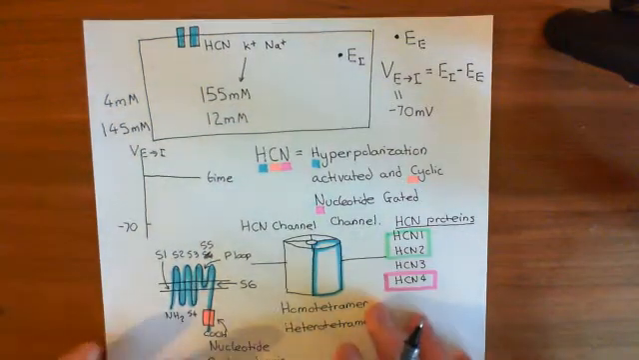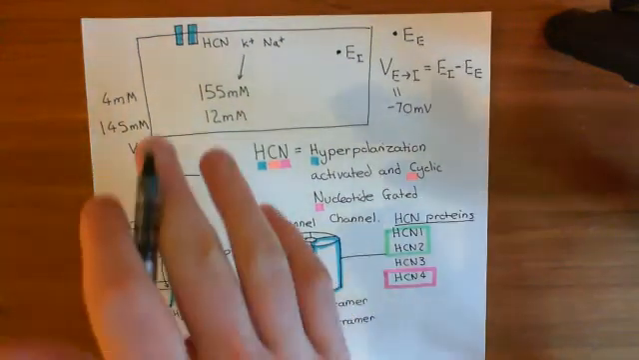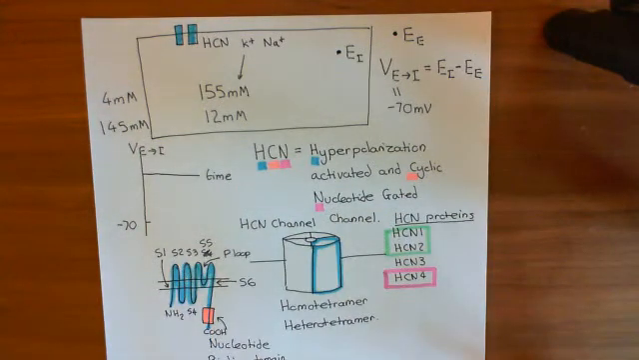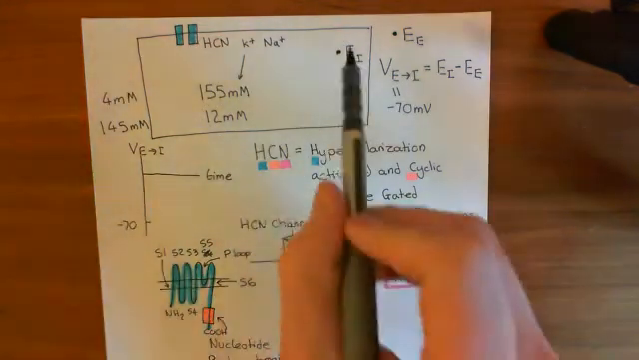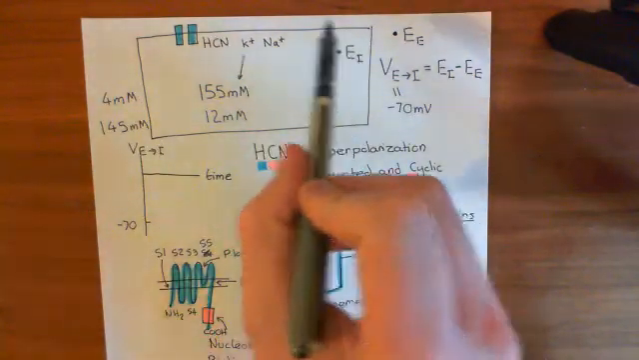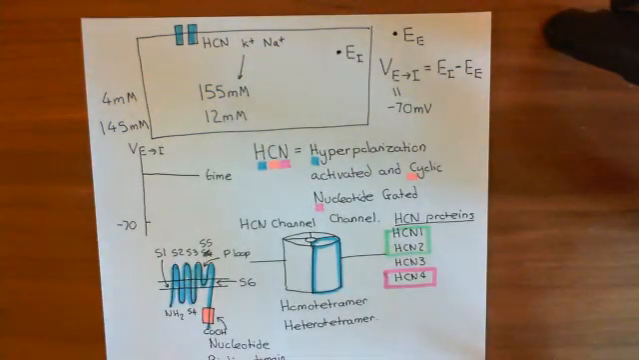Now, I'll give you some time to think what's going to happen when we open a channel that is permeable to both sodium and potassium, and think we are at negative 70 millivolts, which means that the electrical potential of the intracellular compartment is lower than the electrical potential of the extracellular compartment by 70 whole millivolts. Okay, so you try and figure out what's happening, and I'll see you in the next video.